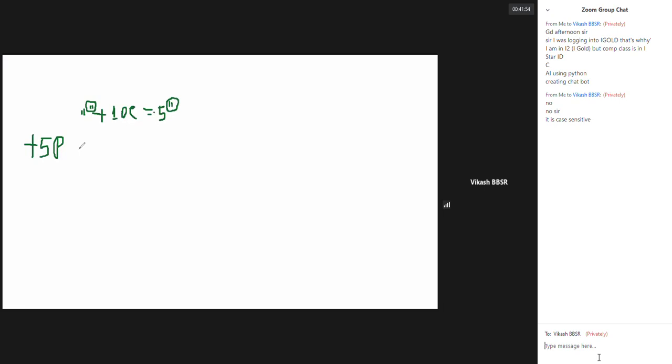Tell me. So it is not valid, because the first character should be either an alphabet or the underscore. Okay. Then identifiers are completed, and then we'll go for keywords.